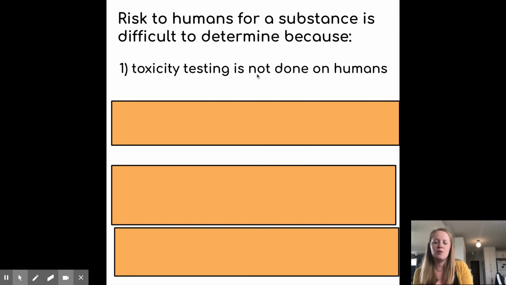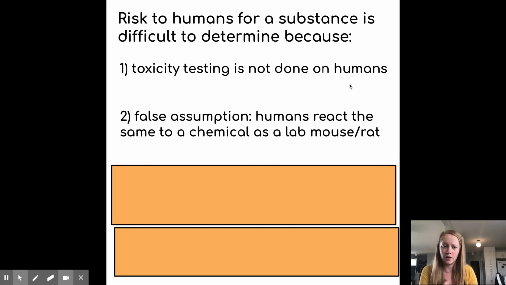It's difficult to determine because toxicity testing isn't usually done on humans. It's usually done on rats. Rats aren't the same as humans. Often you have this false assumption, right, that humans react the same as a lab mouse or a rat, or they might react the same as the next kind of animal that they are going to talk about. They have had more than one drug that was used on rats that was completely safe for rats, and it caused some major problems in humans, actually. There's one drug called thalidomide that was used about 40-ish years ago, and it ended up having some horrible after effects.